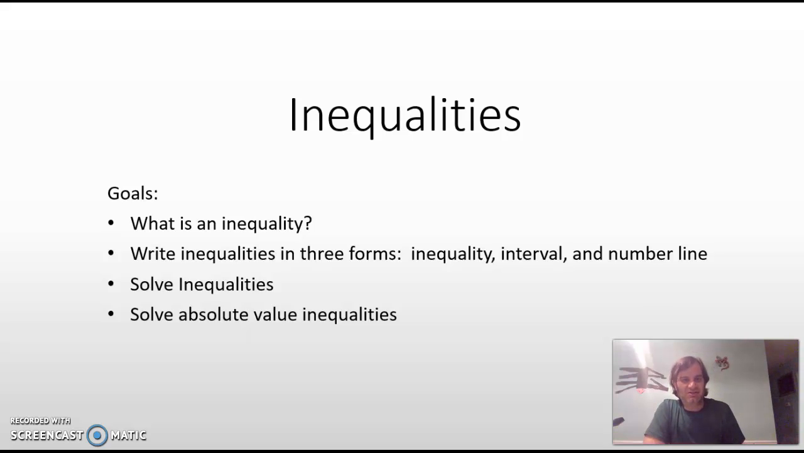We're going to do this in a couple of videos, but the topics we're going to cover along the way are, in this video, what is an inequality? And we're going to write the inequality in three forms: inequality form, interval form, and on a number line. In separate videos, we're going to solve inequalities and solve absolute value inequalities. So those are going to be our goals.